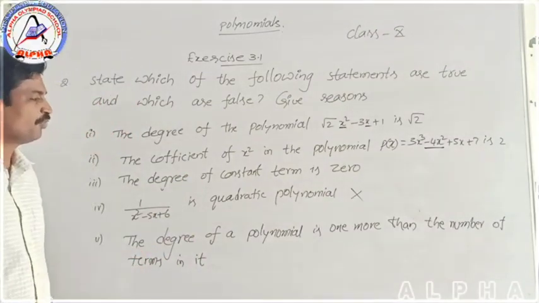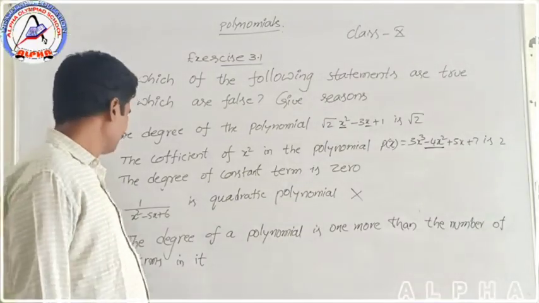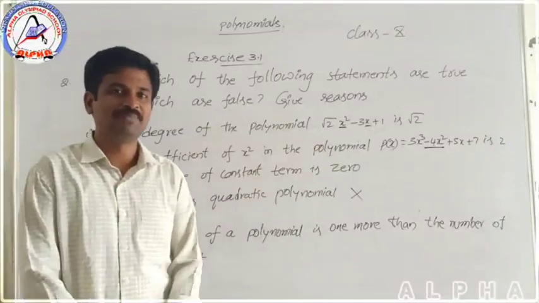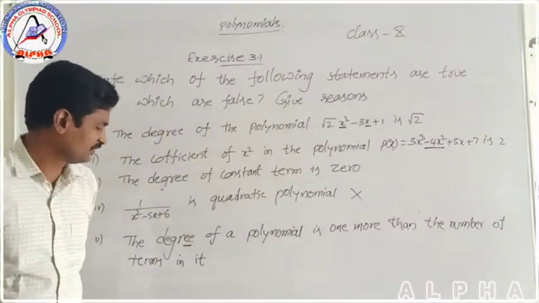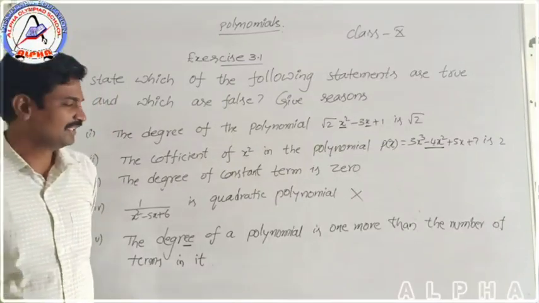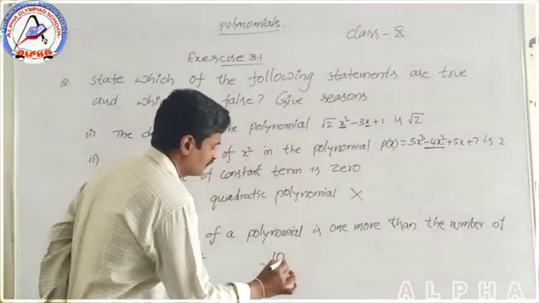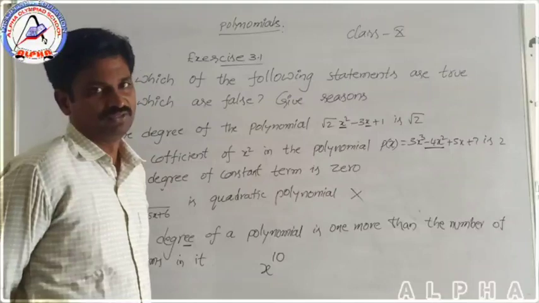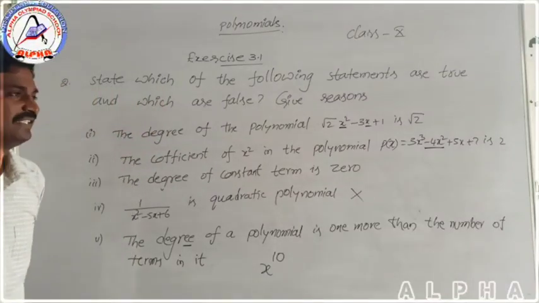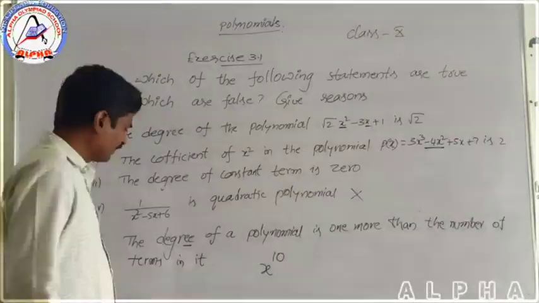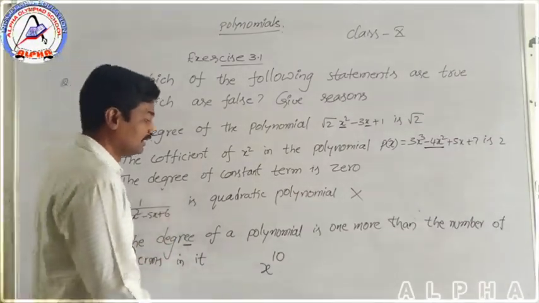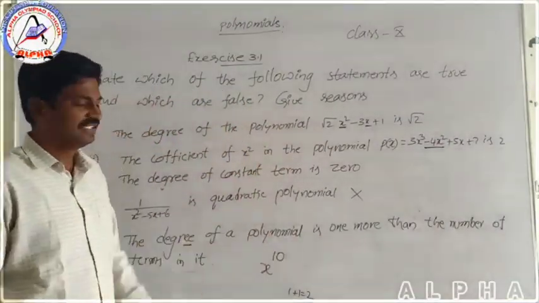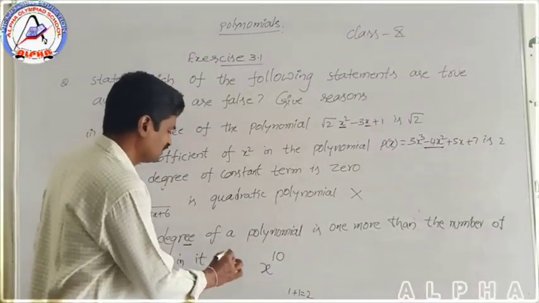Next, the degree of a polynomial is one more than the number of terms in it. The degree of a polynomial does not depend upon the number of terms in it. Suppose x power 10. It is a polynomial in one variable. It contains only one term. Its degree is 10. According to this statement, its degree must be 1 term plus 1, that is 2. But its degree is 10. So this statement is false.